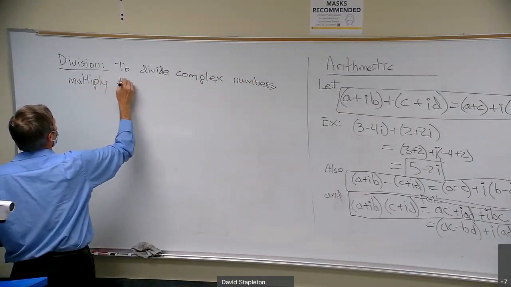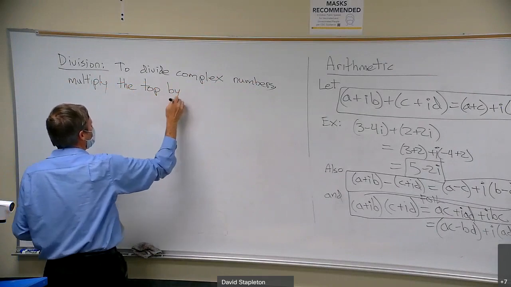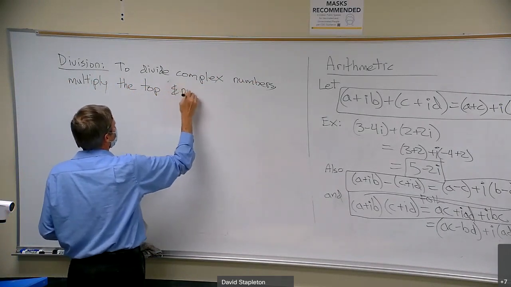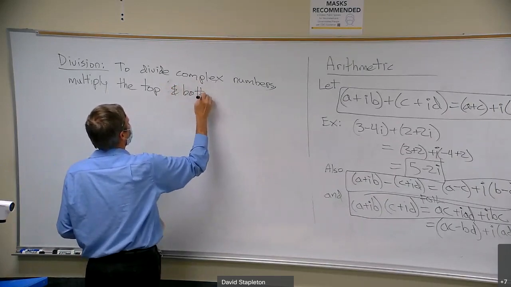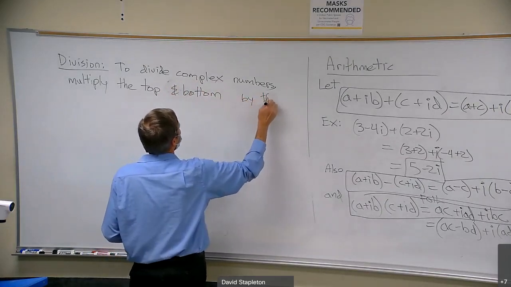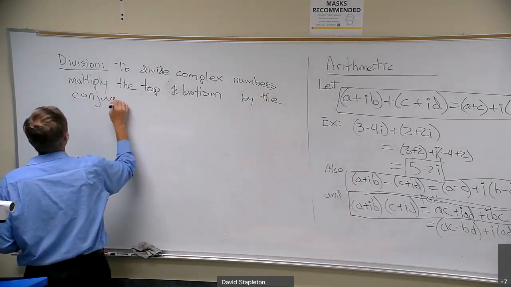Multiply the top, or numerator, and the bottom, denominator, by the conjugate of the denominator at the bottom. That's the way to remember division.